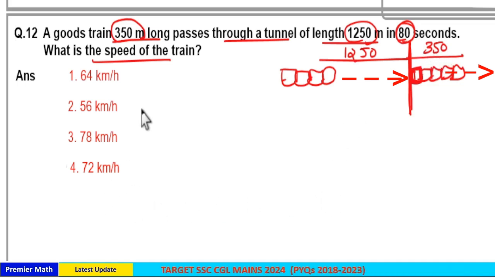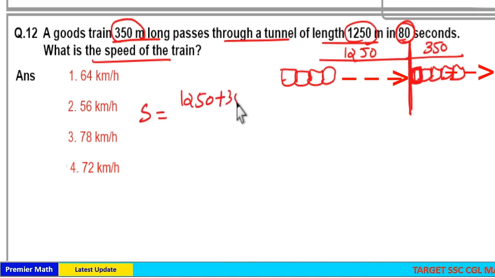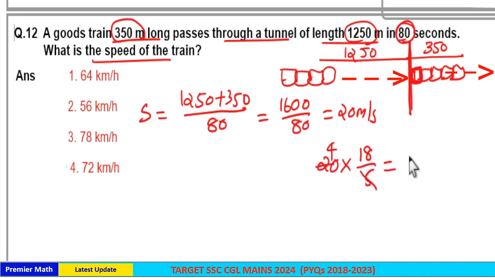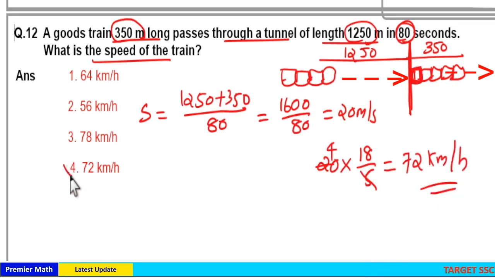So, speed is equal to total distance, 1250 plus 350, and total time taken is 80, which is equal to 1600 by 80, which is 20 meter per second. 20 meter per second means 20 into 18 by 5 kilometer per hour. 5 goes 4 times in 20. 4 into 18 is 72 kilometer per hour. Option 4 is your answer.